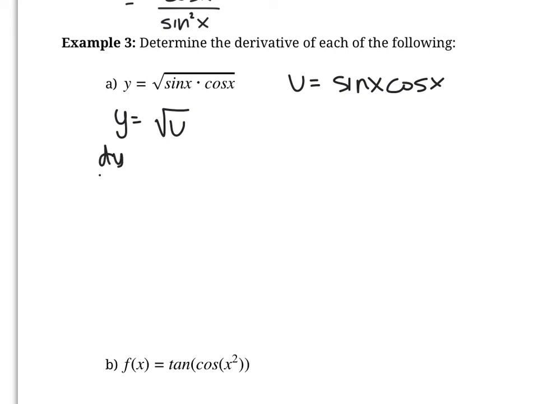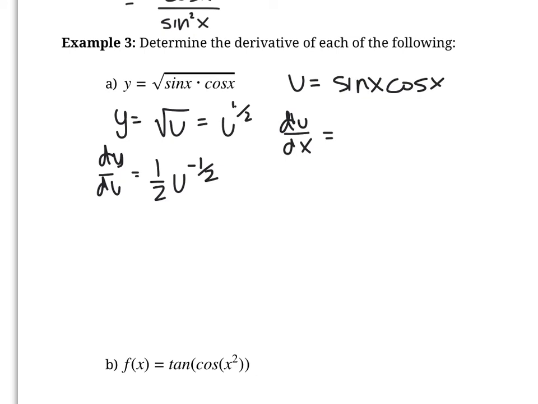dy by du is just going to be, remember, let me actually rewrite that as u to the 1/2. So this looks like 1/2 u to the negative 1/2. And then du by dx is, how do we take the derivative of sine x cos x? What do we have to use? Well, the key is we're multiplying sine x by cos x. So what should pop into your mind is that we should use the product rule.